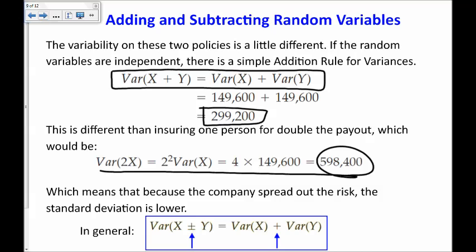Okay, so that means that because the company can spread out the risk, the standard deviation for the company's payouts would be lower. Okay, now in general, the variance of x plus or minus y is equal to the variance of x plus the variance of y. Notice that this has an add or subtract right here, but this is only add. Okay, so if you look, we're looking at the difference between two random variables. The variance would only be those two variances added together. It would not be subtracted.